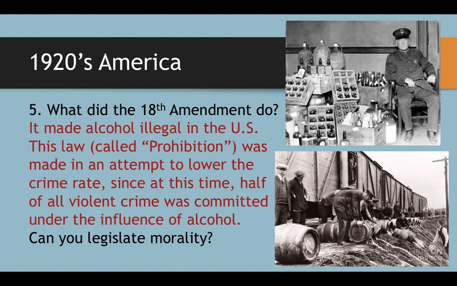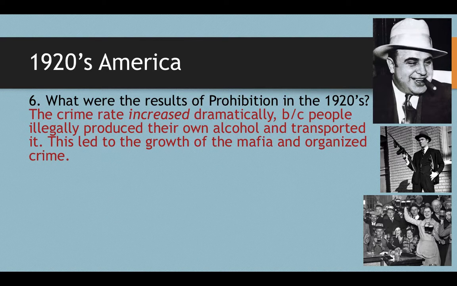And that leads to the question, can you legislate morality? Can you require it by law for people to be morally good? And that's still a question we wrestle with today. So the result of Prohibition was that the crime rate actually increased dramatically, which is the opposite of what people thought would happen. And this was because people illegally produced their own alcohol and transported it. Couldn't stop people from drinking, so they just did it illegally, and the transport business became organized crime.